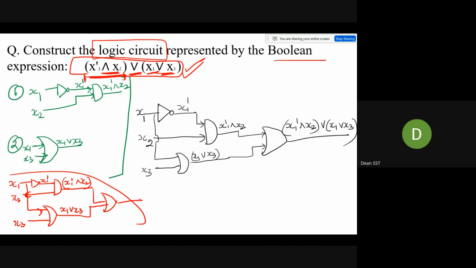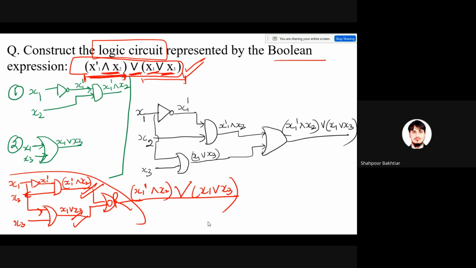Fine. So at one side we have x1 or x3, and on the second side we have this, and this is the final output, that x1 ka bar and x2, OR gate, OR this x1 or x3. Is it clear, class? This is the circuit that I have drawn here. Fine. How we can draw? Now is it clear?